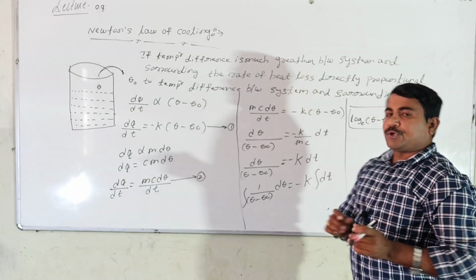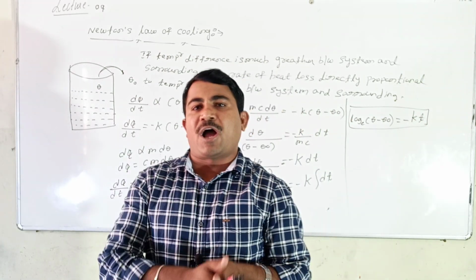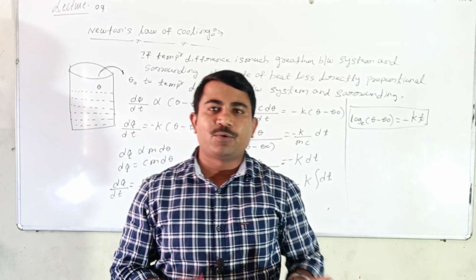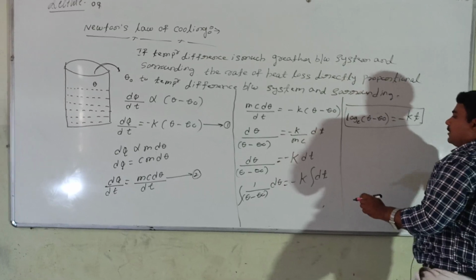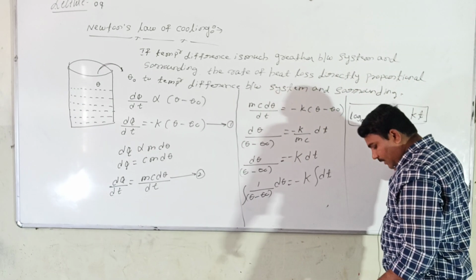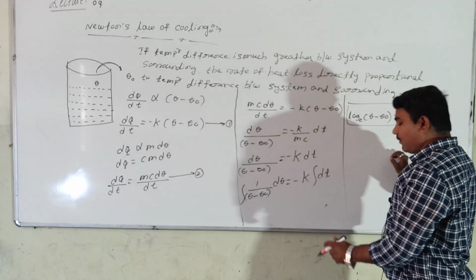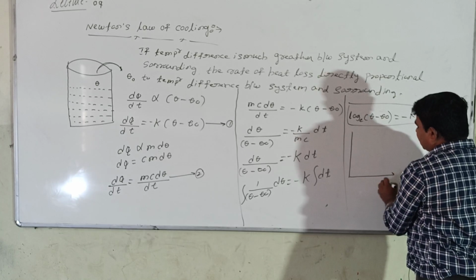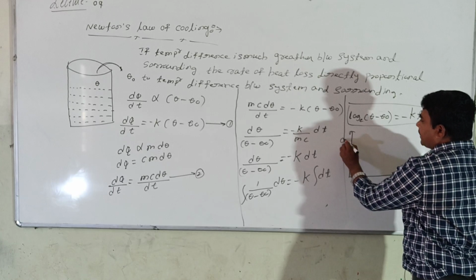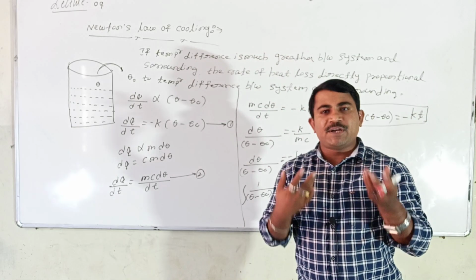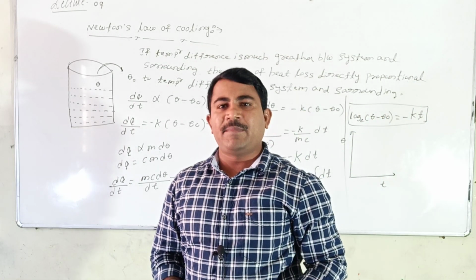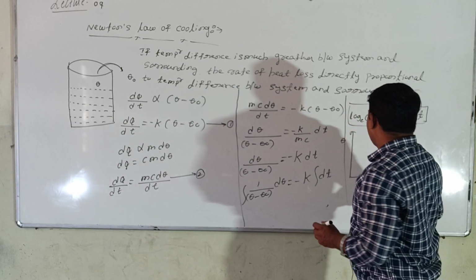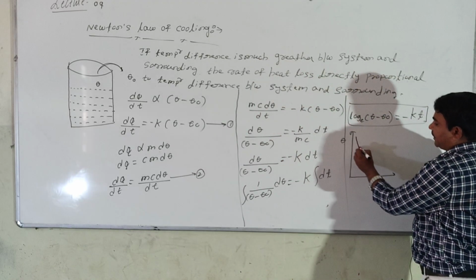From this equation, if you plot two graphs, temperature versus time, and log to the base e of temperature versus time, we will get the two graphs practically. How to get them actually? If you plot the time along the x-axis and the temperature along the y-axis, as the time increases, what about the temperature? The temperature of the hot liquid gradually decreases. If the time increases, gradually the temperature decreases.